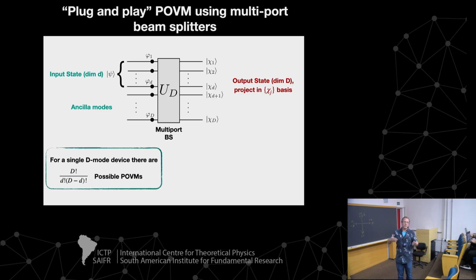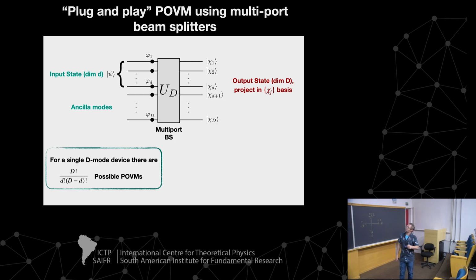So if you figure, how many different ways can I connect lowercase d inputs in this device? Any multiport beam splitter has this many different POVMs which you could implement. Depending on what the unitary matrix looks like, they can be very different or somewhat similar. It doesn't matter. And of course, this is true for any multiport device, not just a multi-core fiber beam splitter, but any multiport you could build would do this in this plug-and-play fashion, right?